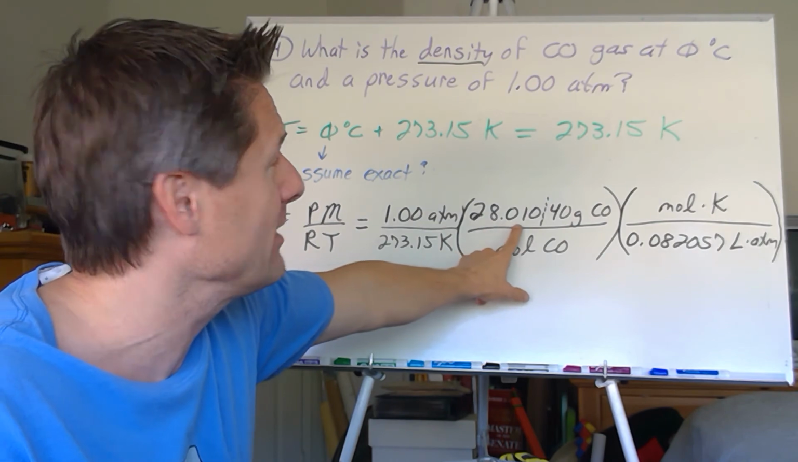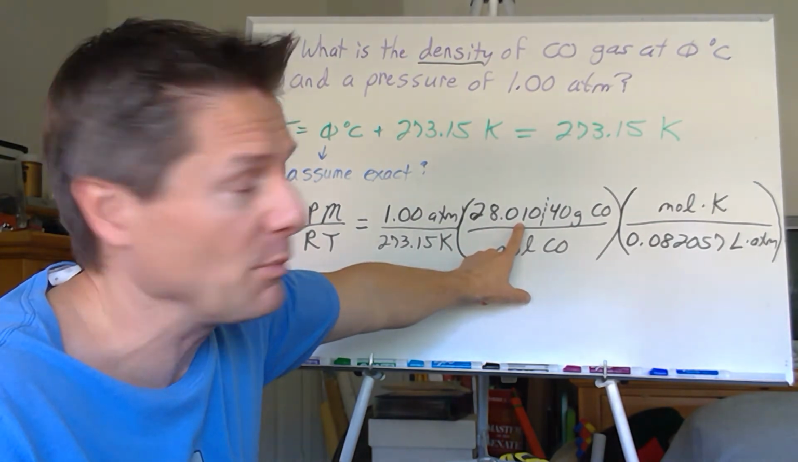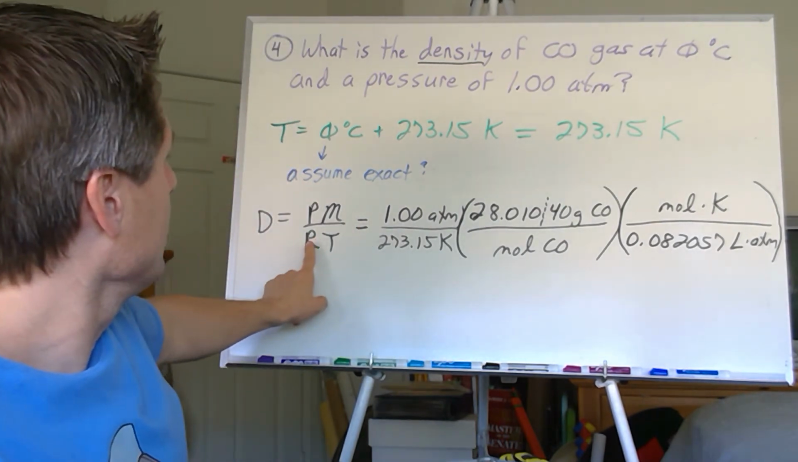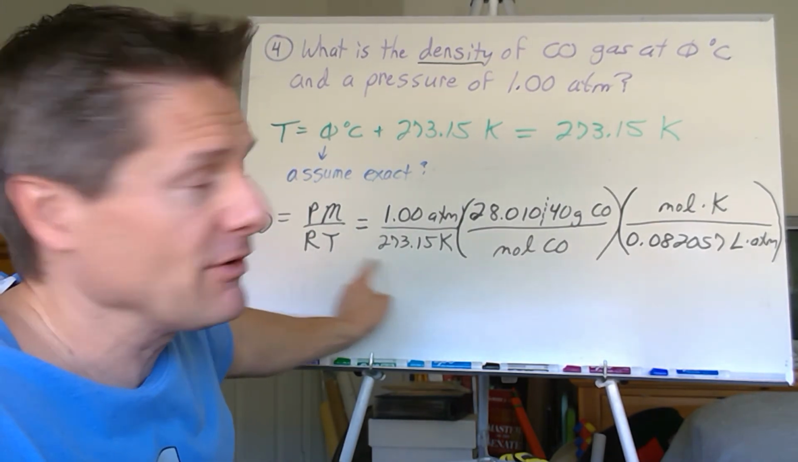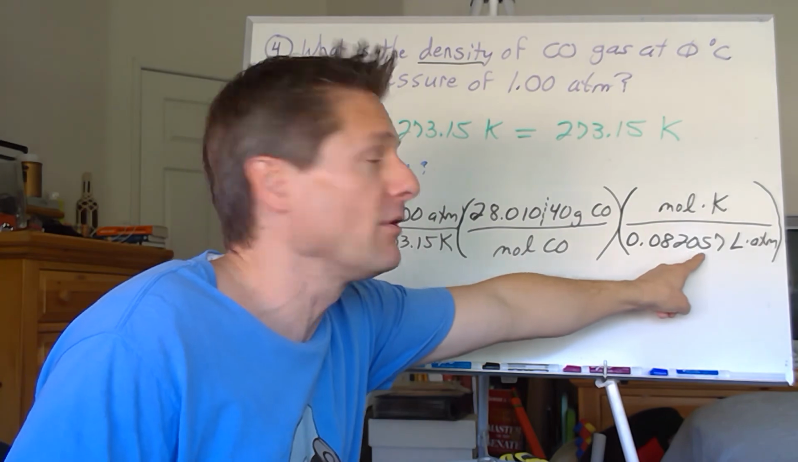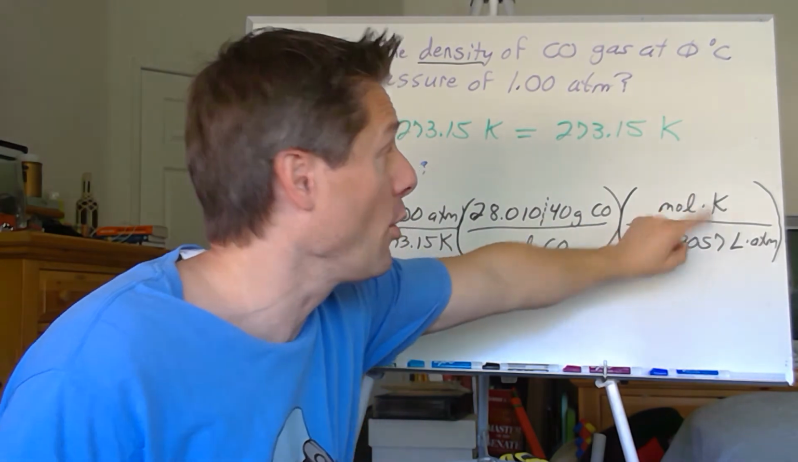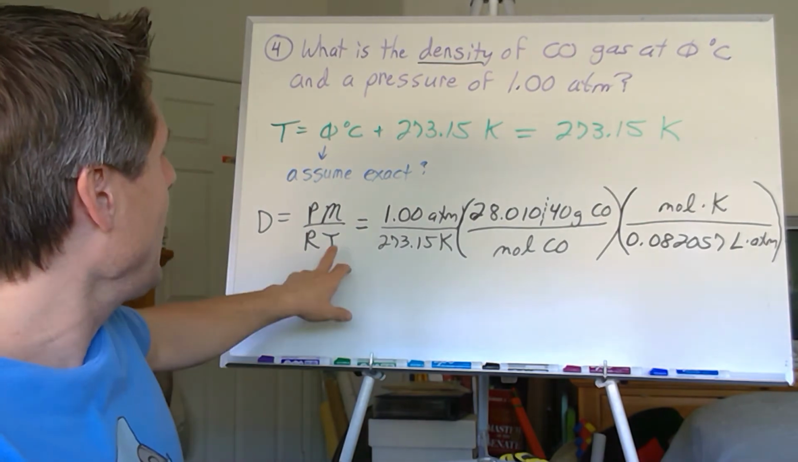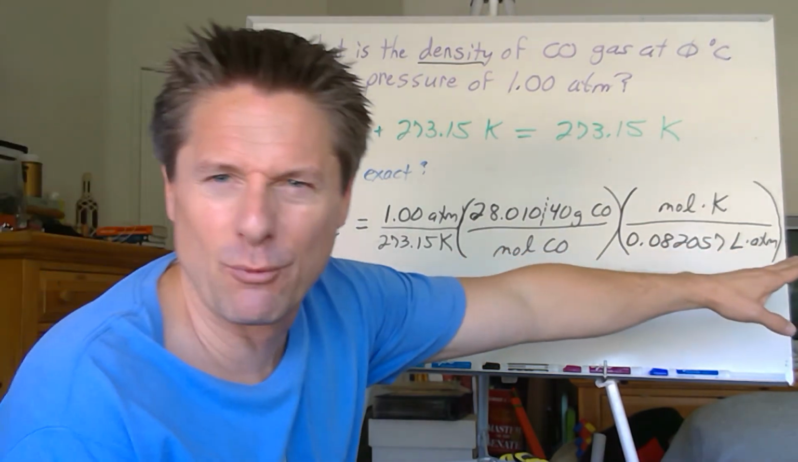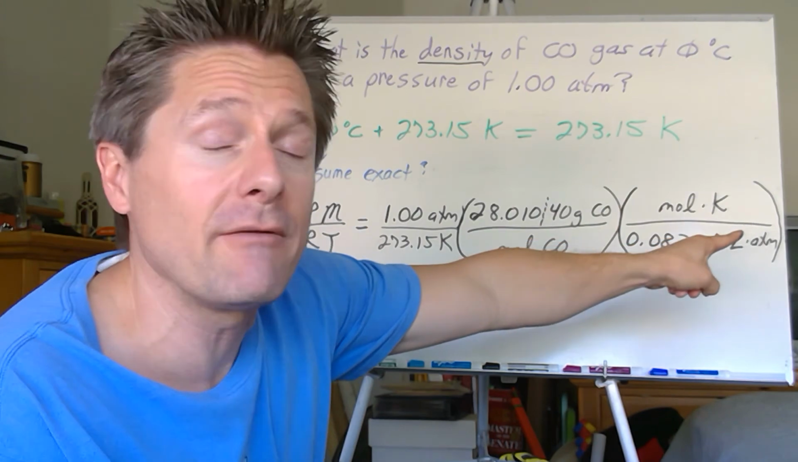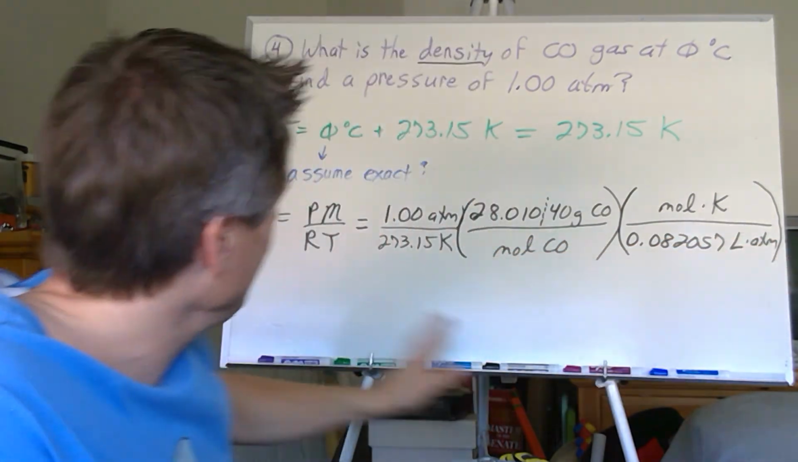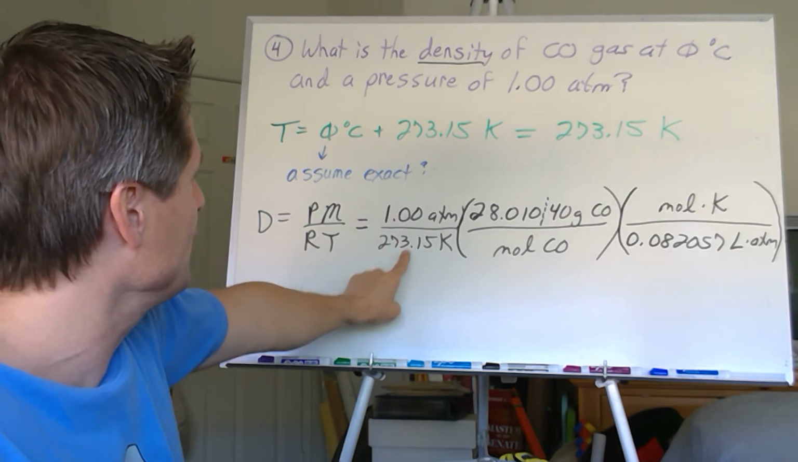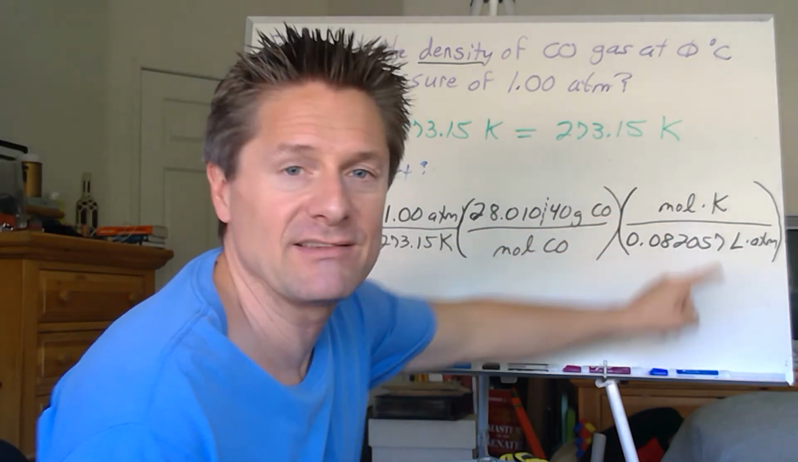I get 28.010 grams per mole, carbon monoxide. Let's divide by the universal gas constant, 0.082057 liters times atmospheres per mole Kelvin. Remember, that's how you divide something in dimensional analysis. And I wanted to divide by temperature. I ran out of room. Normally, I'd go 1 over 273.15 Kelvin, but you can really stick it anywhere in the equation. So I just put it here. So I did pressure over temperature times molar mass divided by R.